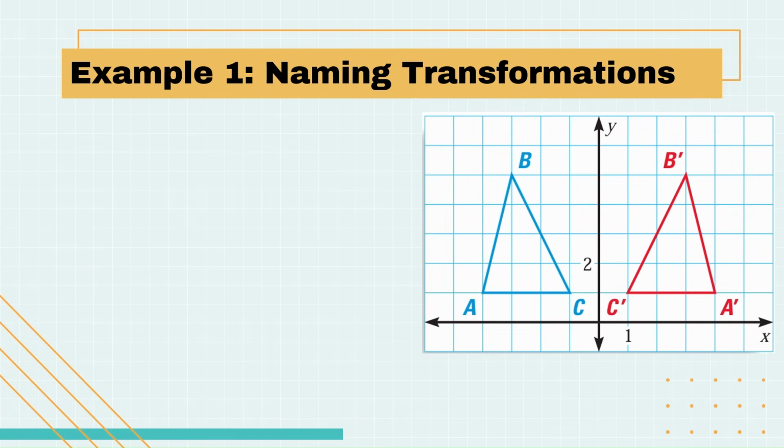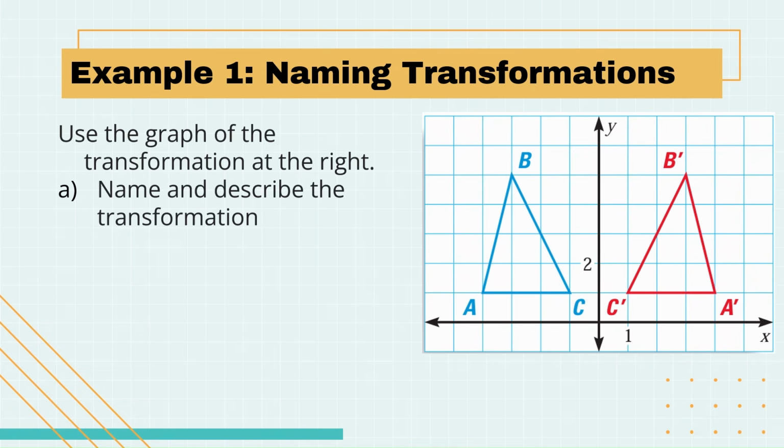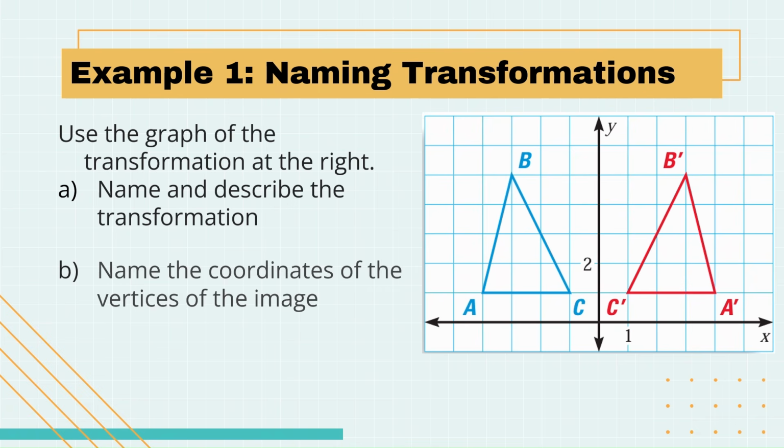So let's try example 1, naming transformations. Using the graph of the transformation at the right, A, name and describe the transformation. B, name the coordinates of the vertices of the image. C, is triangle ABC congruent to its image? You may pause this video if you need more time to think of your answer.